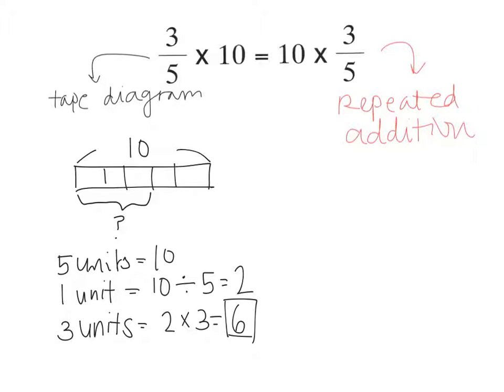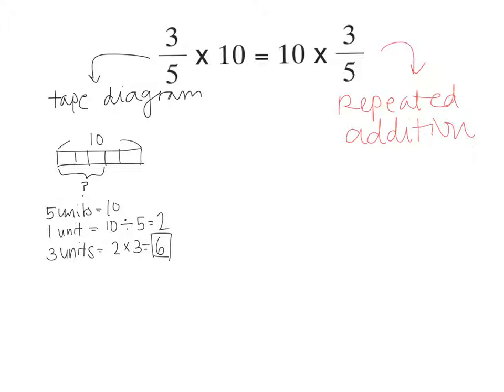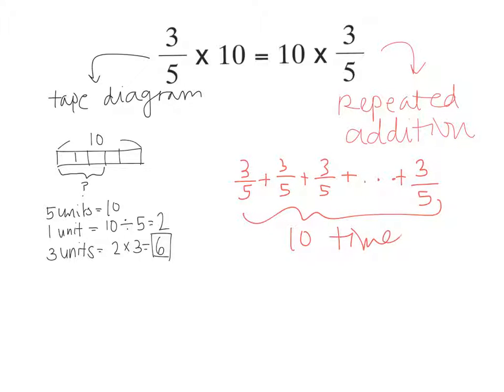But let's try it the other way. Should we get the same answer if we do 10 times 3/5? Yes. Okay, let's see. Now, 10 times 3/5 is the same as 10 copies of 3/5, isn't it? Yeah. So if I'm going to use repeated addition, I would do 3/5 plus 3/5 plus 3/5 dot dot dot. How many times would I need to add 3/5 to each other? 10 times, right?